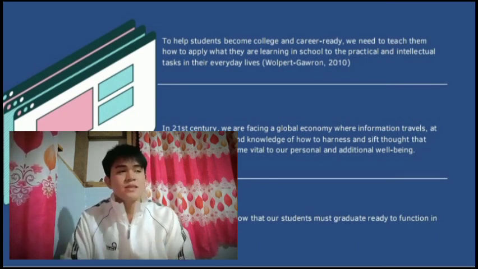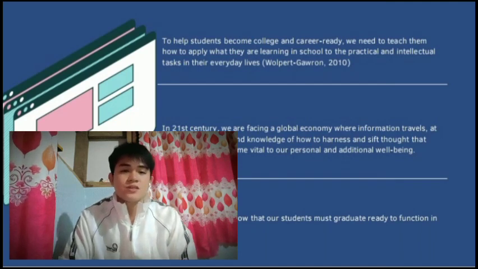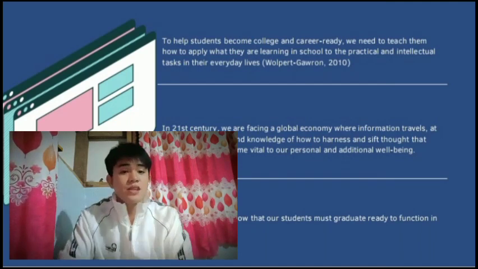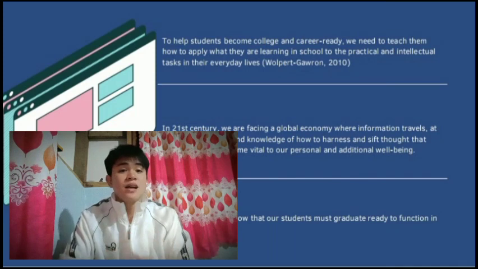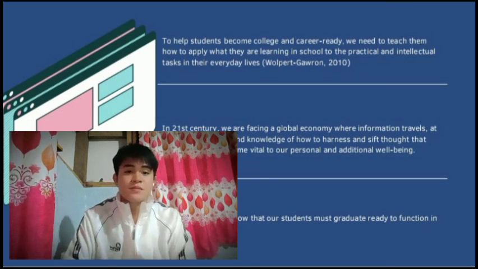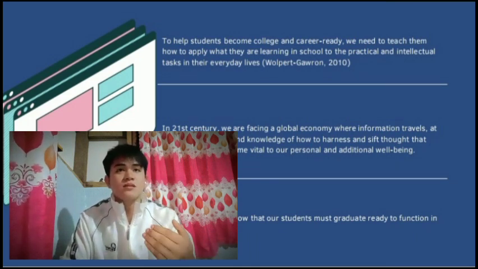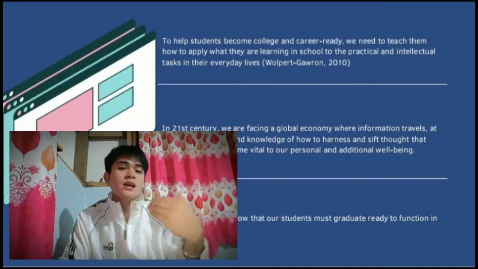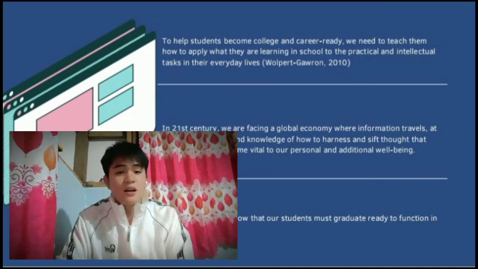One of the best examples is portfolios, because when we are creating a portfolio, it is giving us an example of how we enter our work or how we enter a certain company.